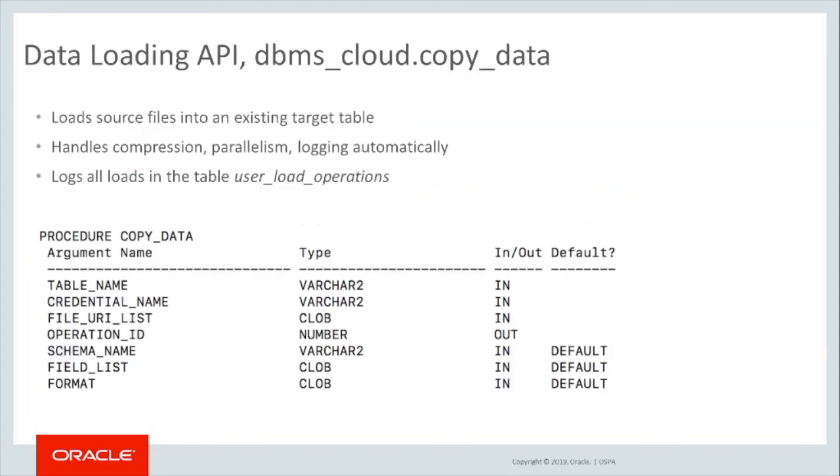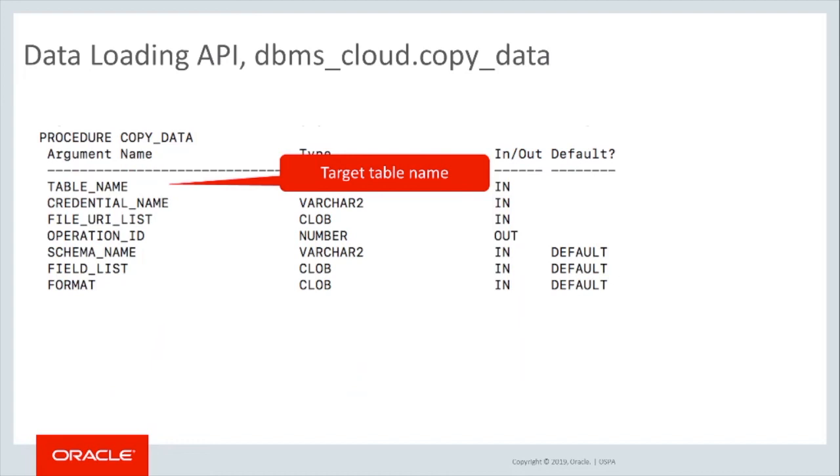The DBMS_CLOUD.COPY_DATA procedure loads source files into an existing target table, handles compression, parallelism, and logging automatically, and logs all loads in the table user_load_operations. Several parameters need to be defined to use this functionality. Let's see in more detail.